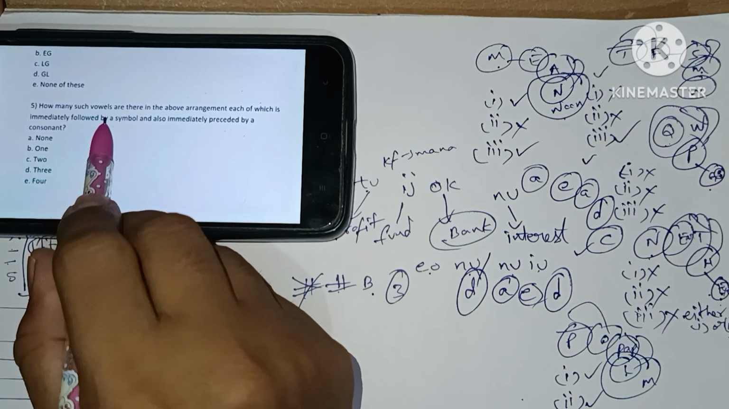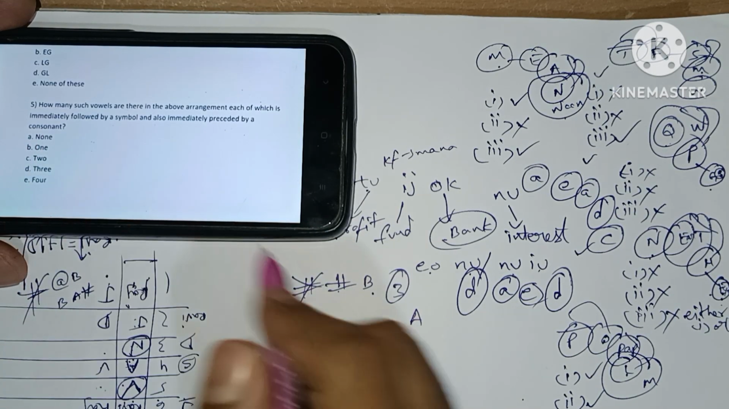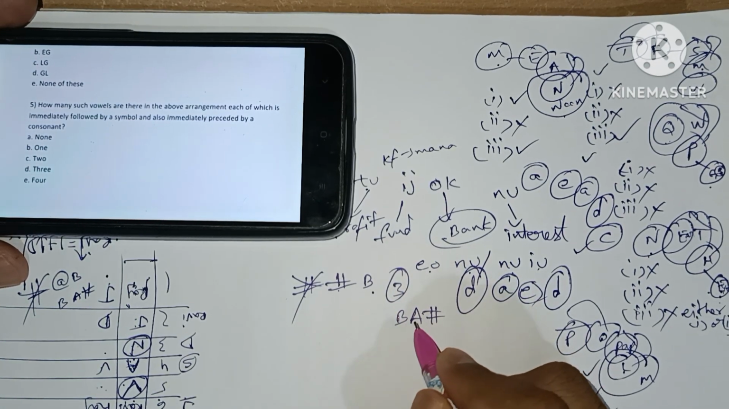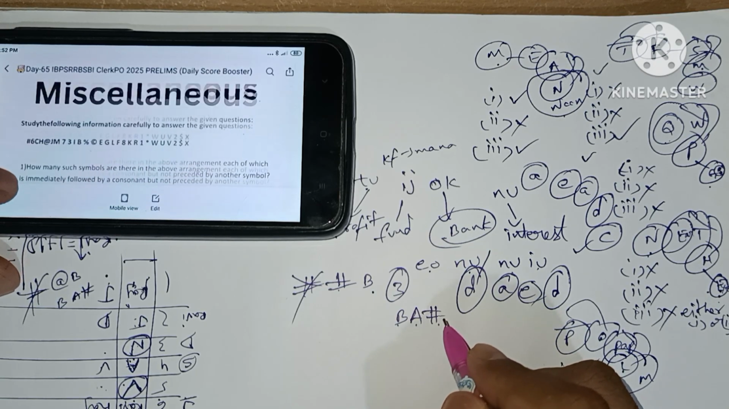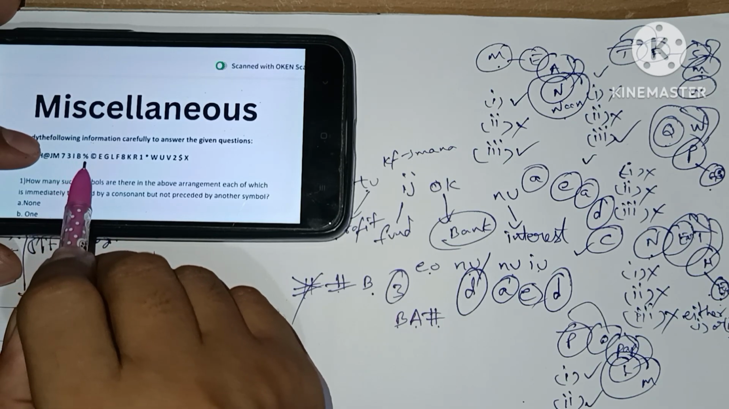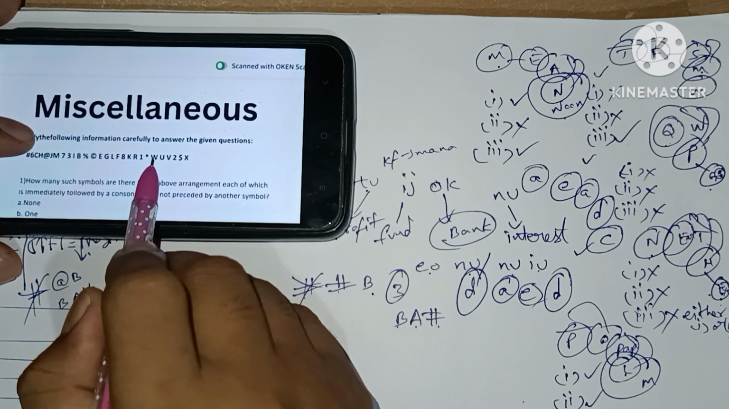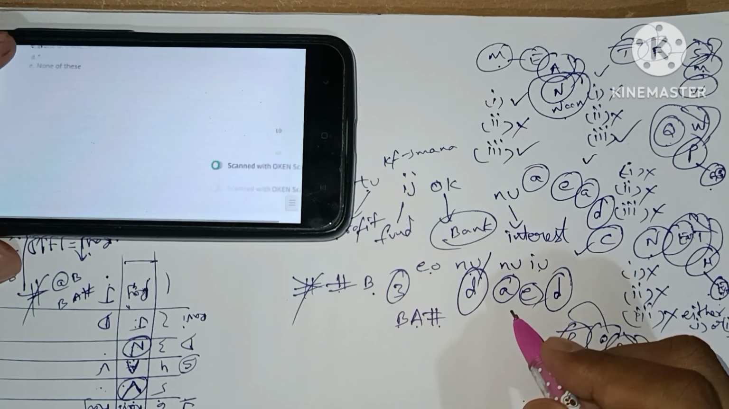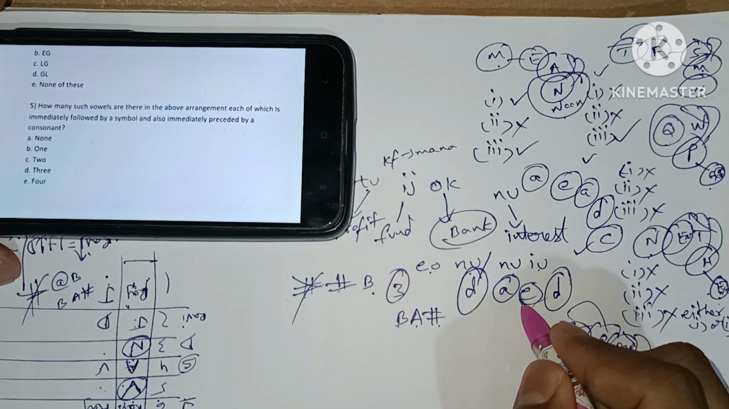Final one. How many such vowels are there in the arrangement, each of which is immediately followed by a symbol and also immediately preceded by a consonant? So the vowel's preceding one must be a consonant, and the one after must be a symbol. Let's see the vowels here. Here we see a vowel, but the one before is not a consonant. Here a vowel, the one before is not a consonant. Here we see a vowel, the one before is a consonant, but the next one is not a symbol. So there is none. So the answer for this one is none, option A.